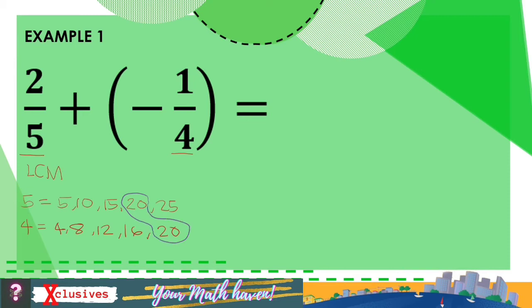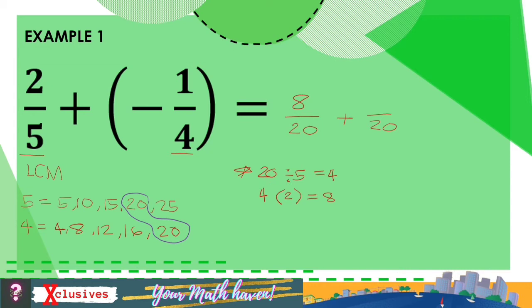So 20 will now become our new denominator for our new fractions to make them similar. We will write 20 here for the first term and another 20 for the second term. Now, let's make these fractions similar. So 20, which is the new denominator, divided by 5, which is the denominator of the first term, will give us 4. 4 will be multiplied to the numerator of the first term, that's 2, and will give us 8. So we will write 8 here.